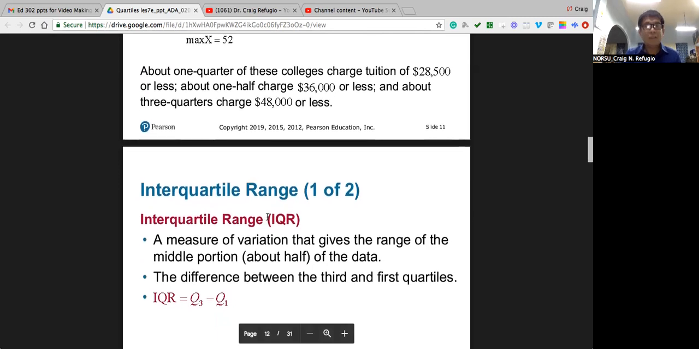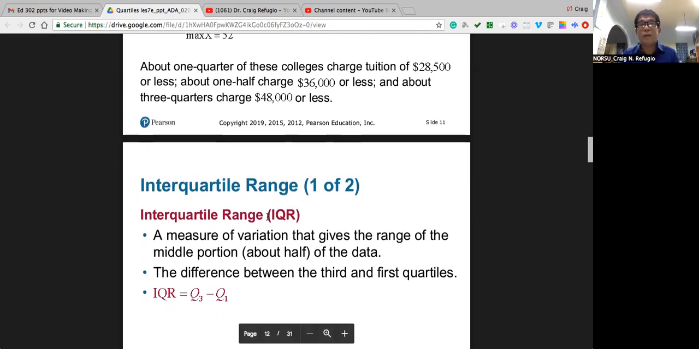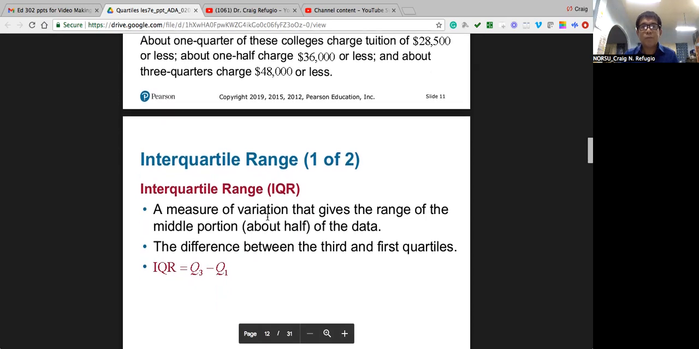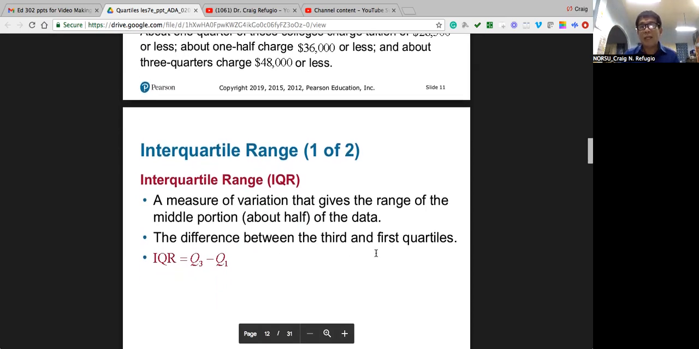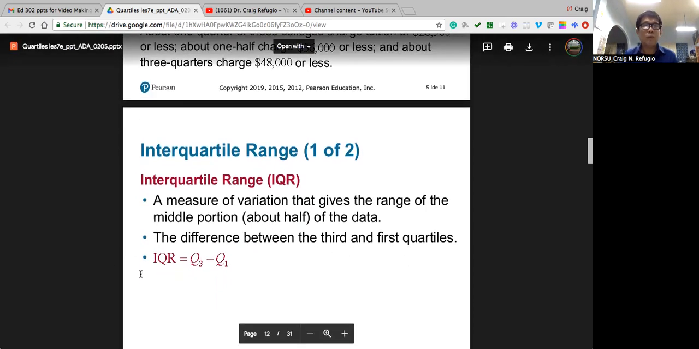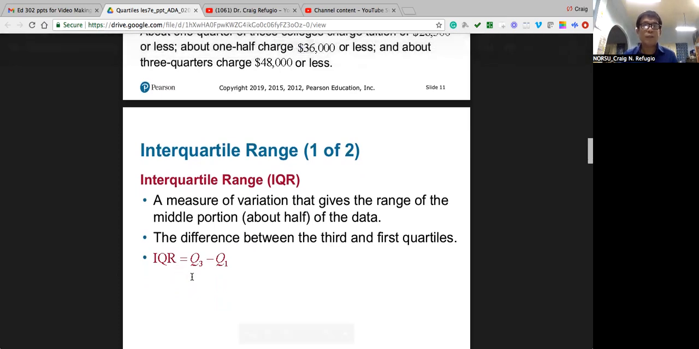So let's go to the interquartile range. The interquartile range is a measure of variation that gives the range of the middle portion, about half of the data. That's the middle 50%. It's the difference between the third and first quartile. So the interquartile range, or IQR, is equal to Q3 minus Q1. From Q1 up to Q3, we classify that as the middle 50%.